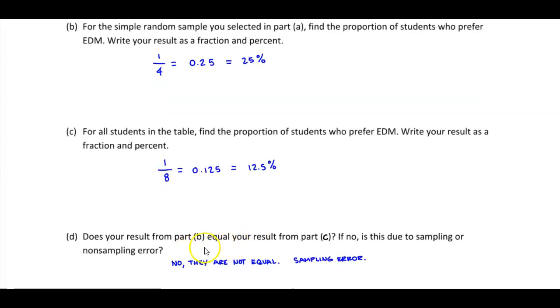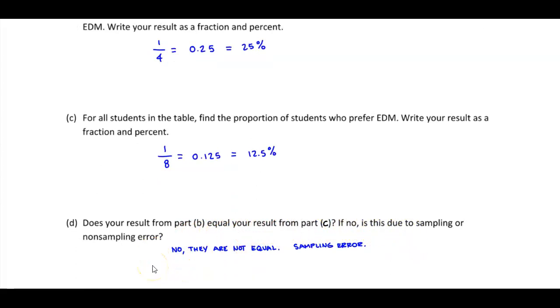Now, does your result from part B equal your result from part C? If no, is this due to sampling or non-sampling error? Well, no, because they are not equal, and therefore it is due to sampling error.